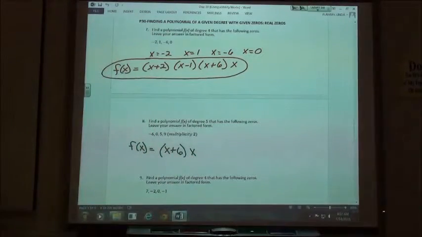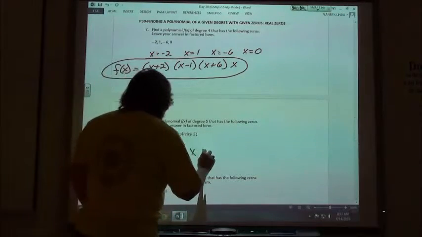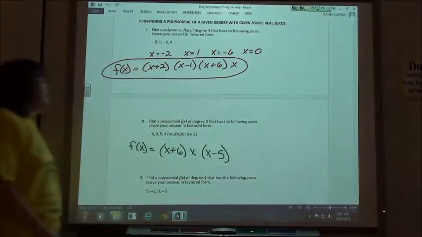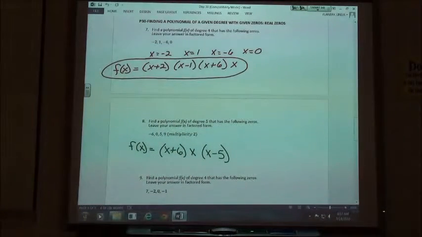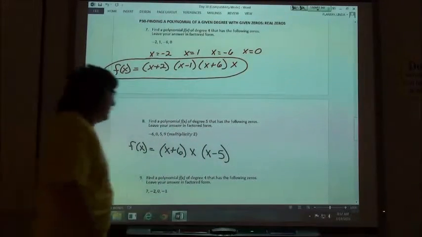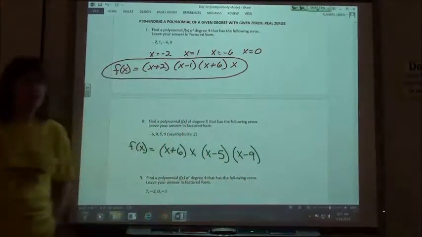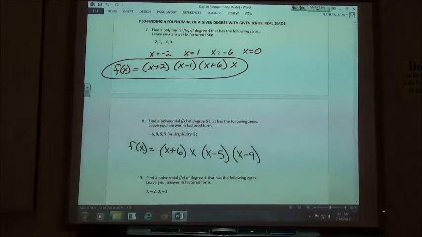If 5 is my answer, then my factor would have been x minus 5. And if 9 is my answer, my factor would have been x minus 9. Since it says it has a multiplicity of 2, I would add what to that? 2.